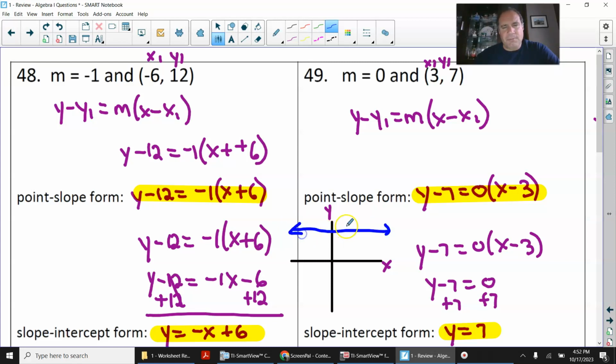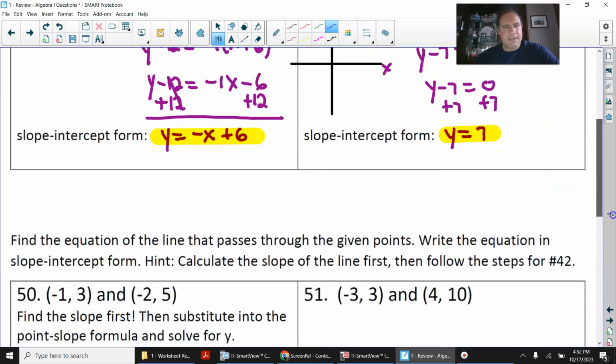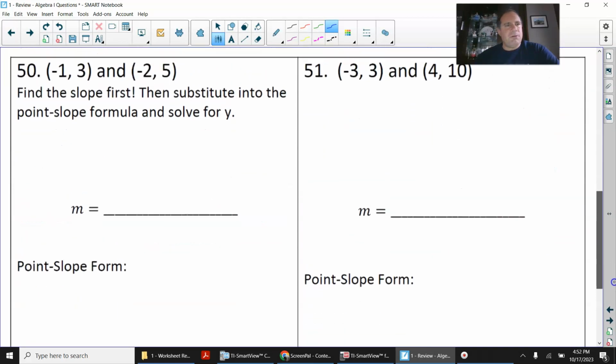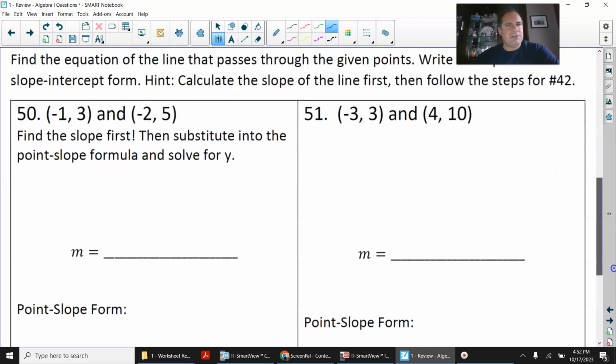All right, that's a slope of 0. The y-intercept is 7 right here. All right, so that's what that would look like. And that's it.